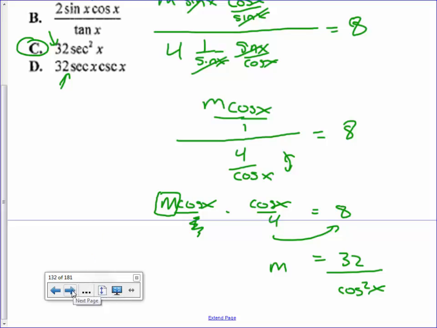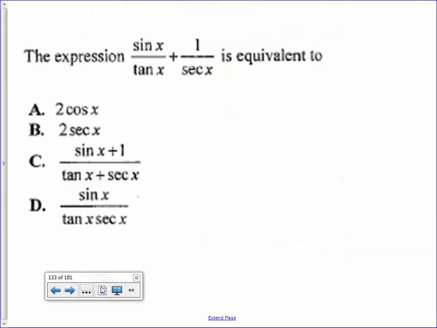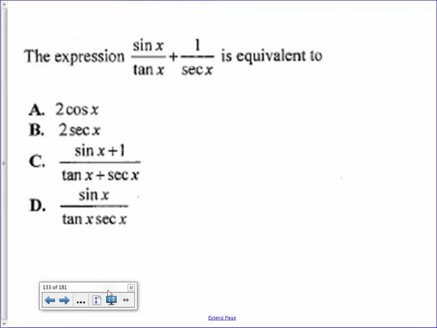What do you guys think? Is this coming along okay? Do you want to try a few on your own, or are we still at the place where I should walk you through some? Sean's shaking his head no. Everybody else, what do you want to do? How confident do you feel? You want to try it? All right, try the next one by yourself. See whether you can answer this one without me doing it first.